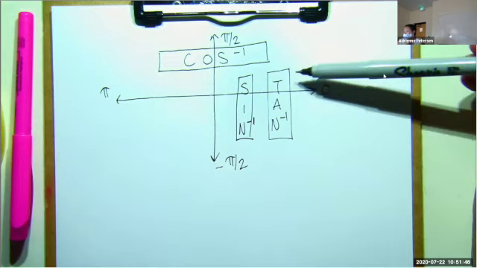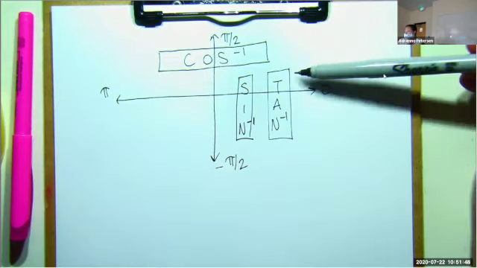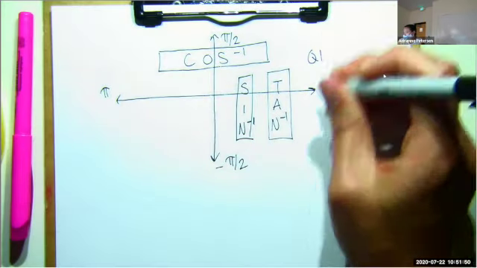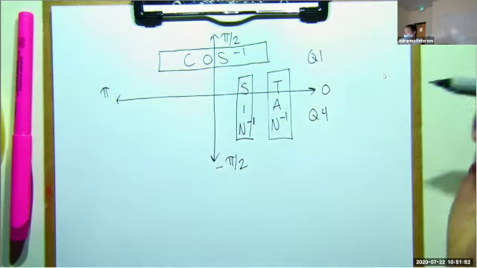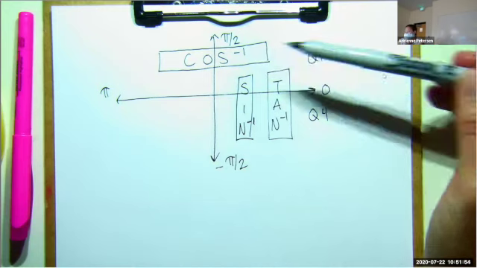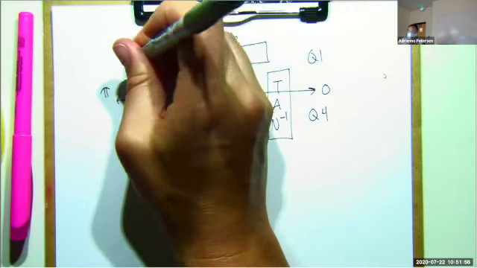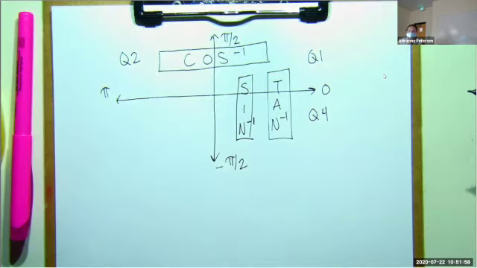So again, inverse sine and inverse tangent will return an angle in quadrant 1 or quadrant 4. Inverse cosine has to return an angle in quadrant 1 or quadrant 2. Now, why the difference? The difference comes from the way we restricted those x values on our original graphs.